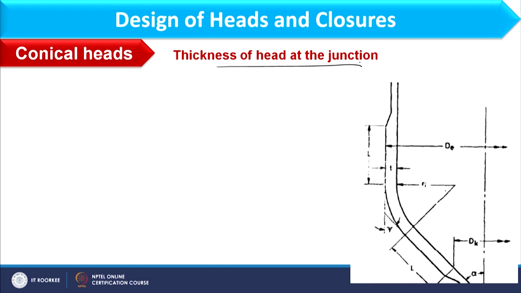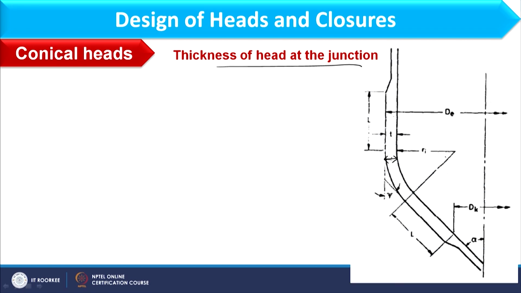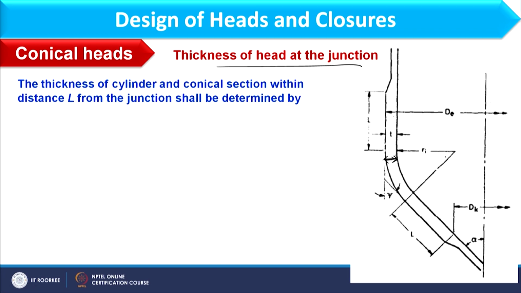So, as far as design is concerned, first we will start design from the junction. So, we will compute thickness of head at the junction. At the junction, you have understood, it means we are computing thickness at this section. So, thickness of cylindrical and conical section within length L from the junction shall be determined as T equal to P d naught C by 200 Fj.